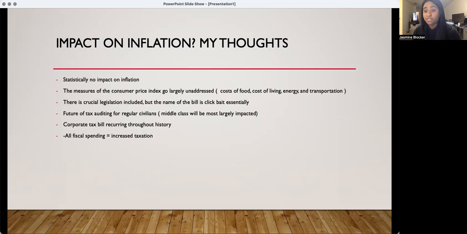I think all of the money that they're allocating to the IRS is going to be increased auditing, and again, I think it's going to be auditing for lower and middle income tax brackets, because we don't have the resources. We don't have the resources to fight the IRS. So I think that's the direction that we're heading. We're going to be more silently taxed through audits. I think that's exactly what's coming.